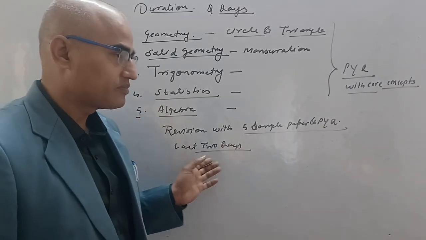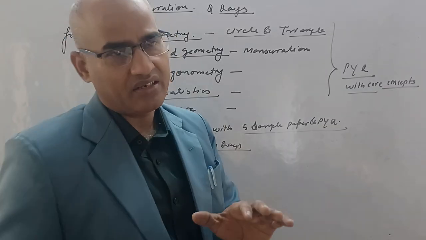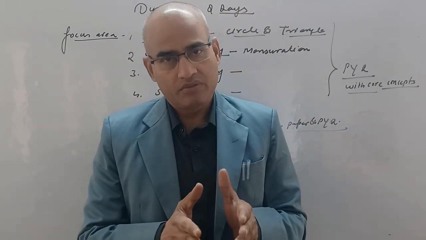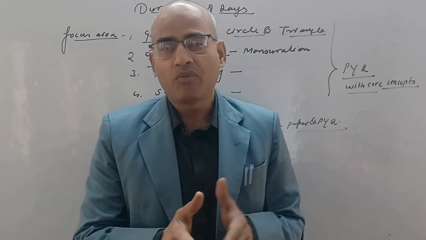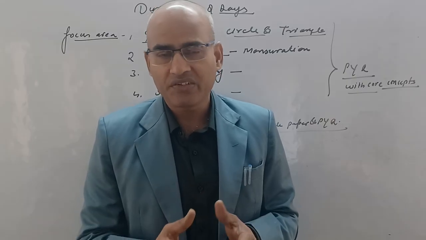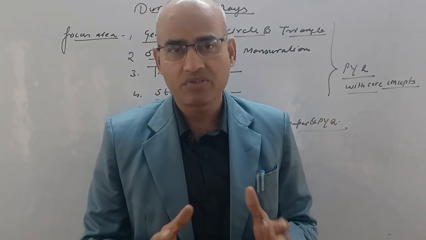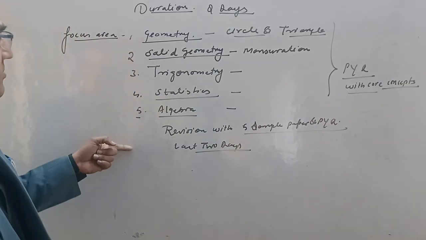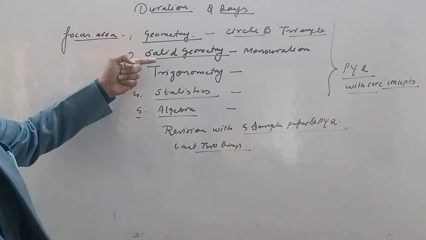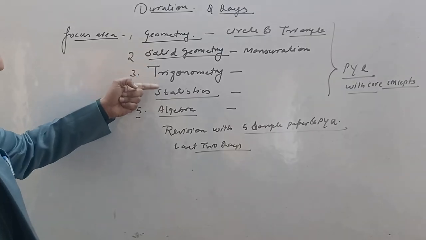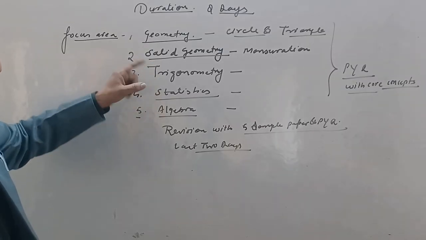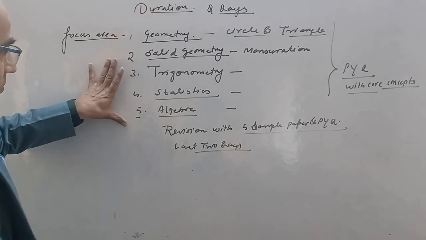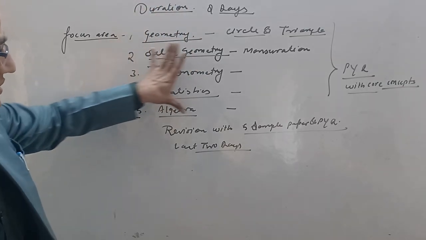probability is at a basic level, so you just divide your chapters into two steps. One, formulas, and next is PYQ practice and very rigorous practice of all of this. So there are 4-5 parts of mathematics: geometry, solid geometry, trigonometry, stats, and algebra. And you divide your 8 days gap into 5 topics.